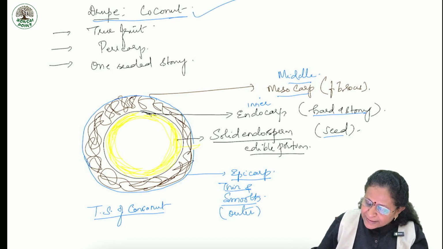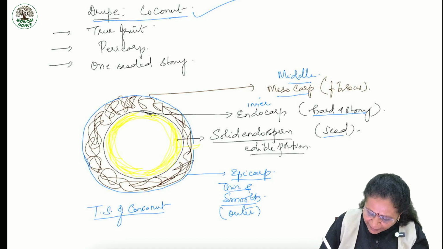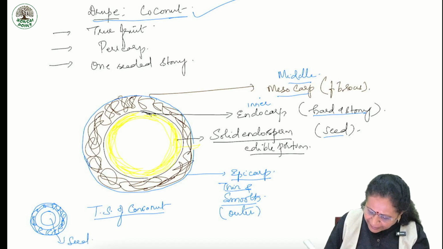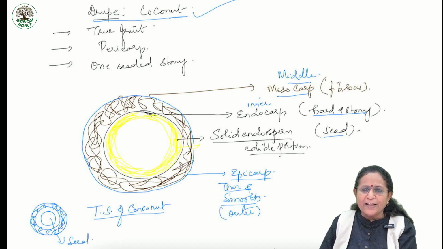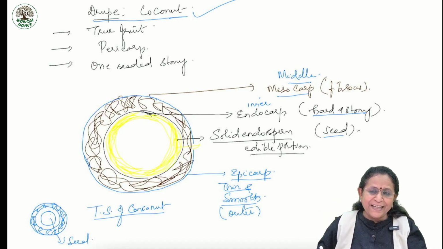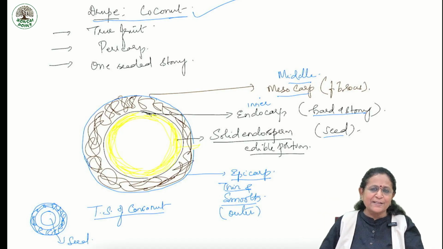Do not draw such a huge one, I drew it just to explain. See, you have to just draw like this. This is the endocarp, this portion is the epicarp, this is the fibrous mesocarp, and the inner one is the solid endosperm which is nothing but the seed. Okay? The endocarp encloses a solid endosperm. So, that means the seed is an endospermous seed in case of coconut.